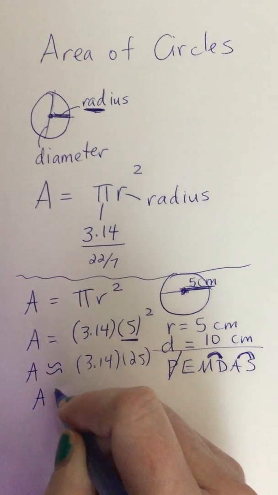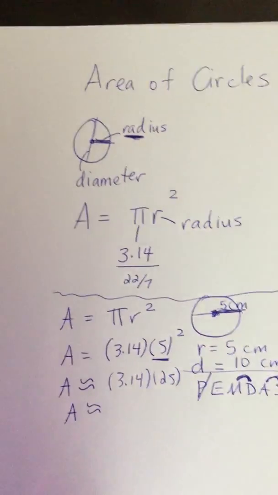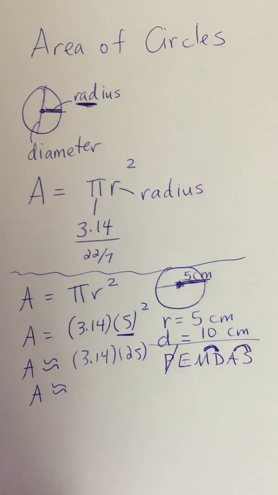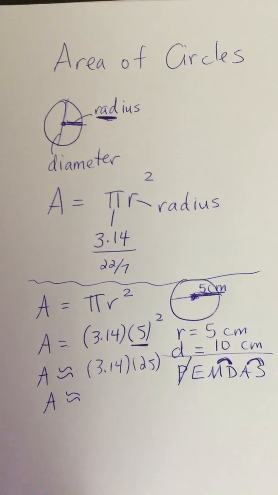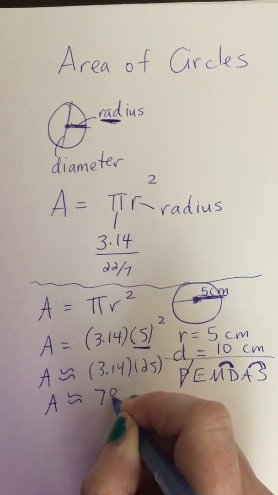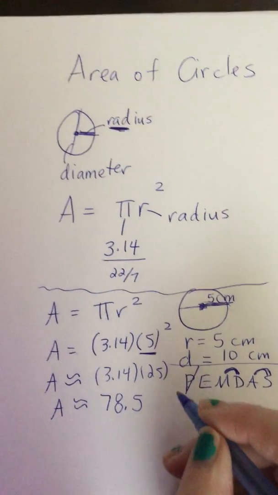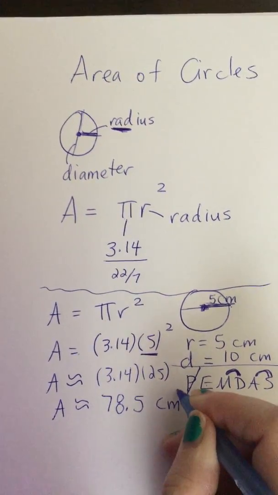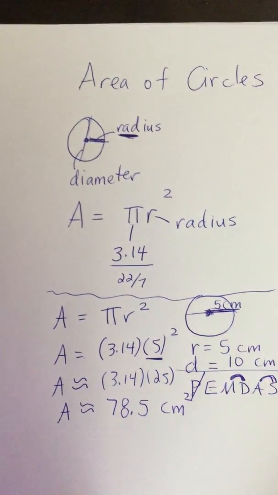Okay, so the area is approximately, and let me get my calculator real quick. Sorry, I wasn't ready for that. All right, hold on one second, 3.14 in my calculator times 25, and we get the area is equal to 78.5, and the unit was centimeter, so we're going to write centimeter, and we're going to square the centimeter because it's area. And that's it. So that's how you find the area of a circle.